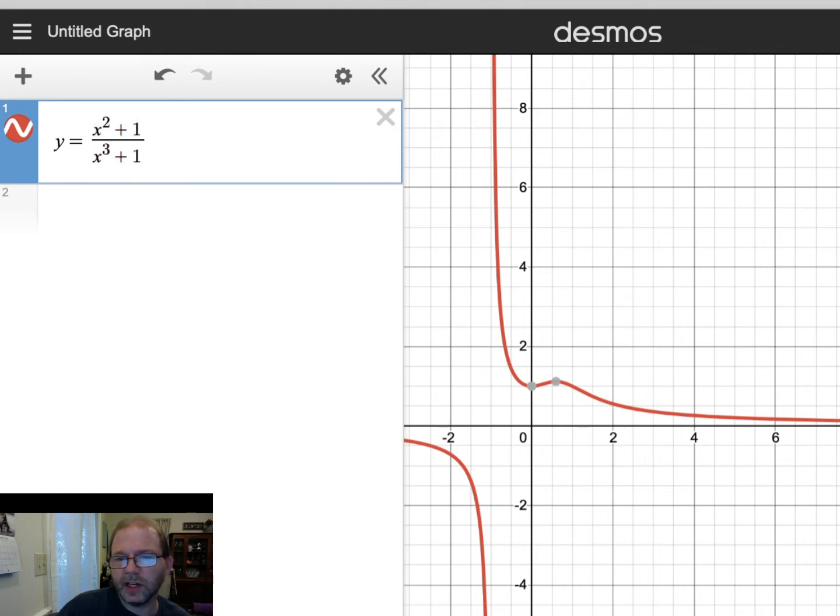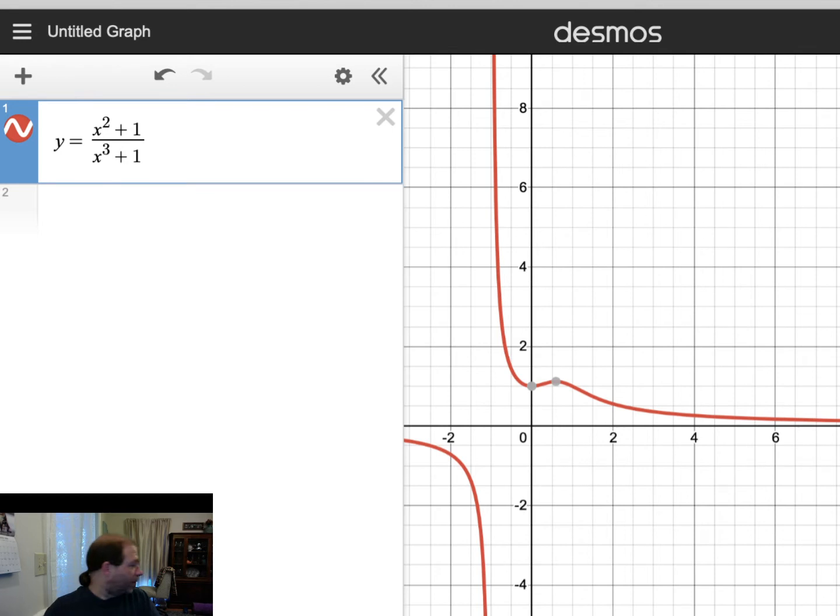Then think about what happens when x gets bigger and bigger. If x is 10, let's come out here and look at the value here. When x is 10, y is about 0.1. If you think about what's going on here, when x is 10, the top is 101 and the bottom's 1001. So it's right at a tenth. When x is 100, the top's 10,001 and the bottom's 1,000,001. So as x grows larger and larger, the y value here is going to shrink to 0.